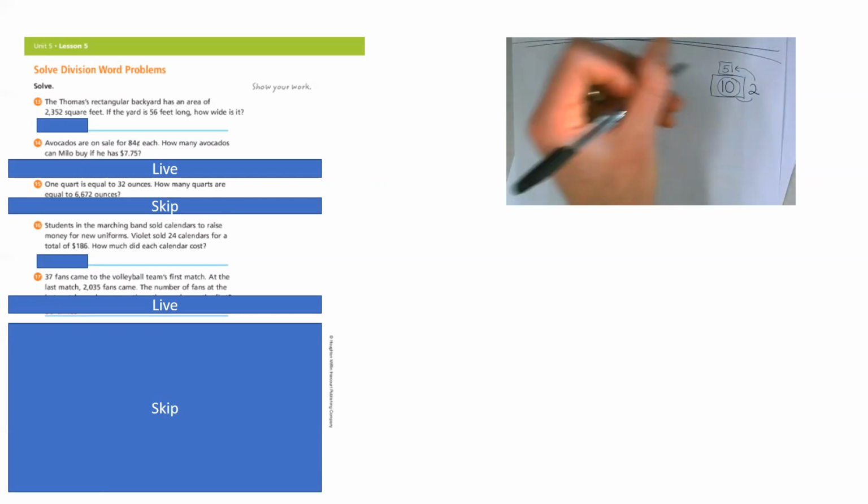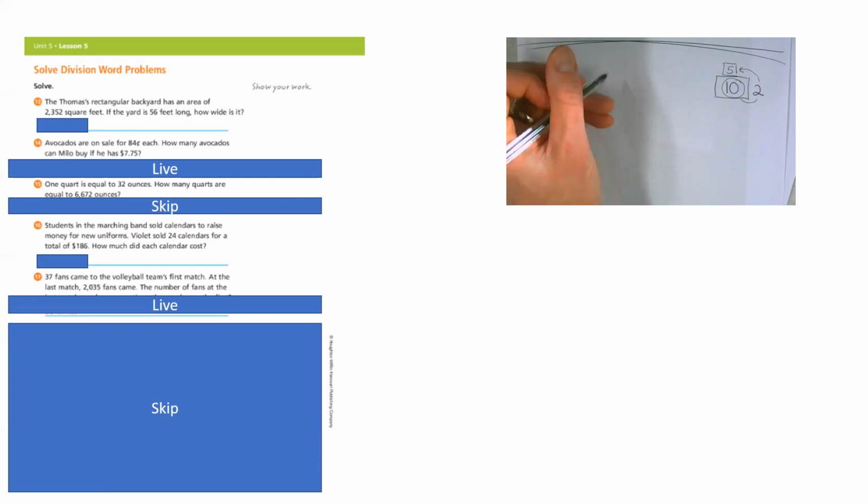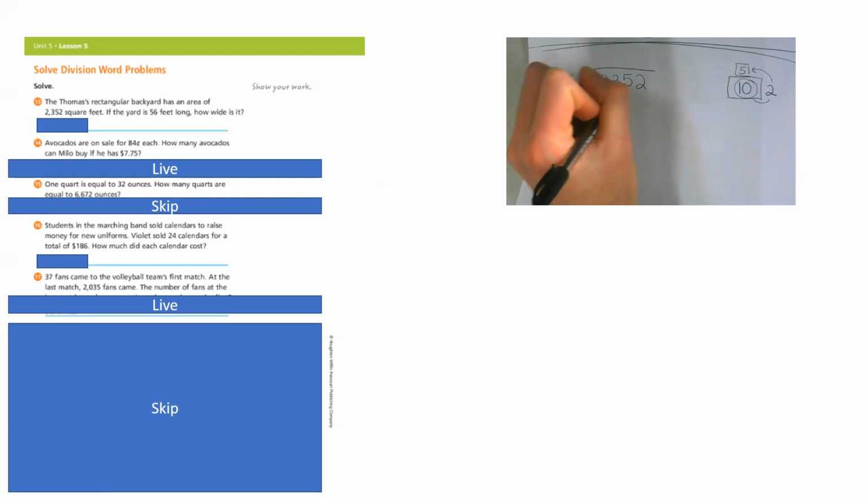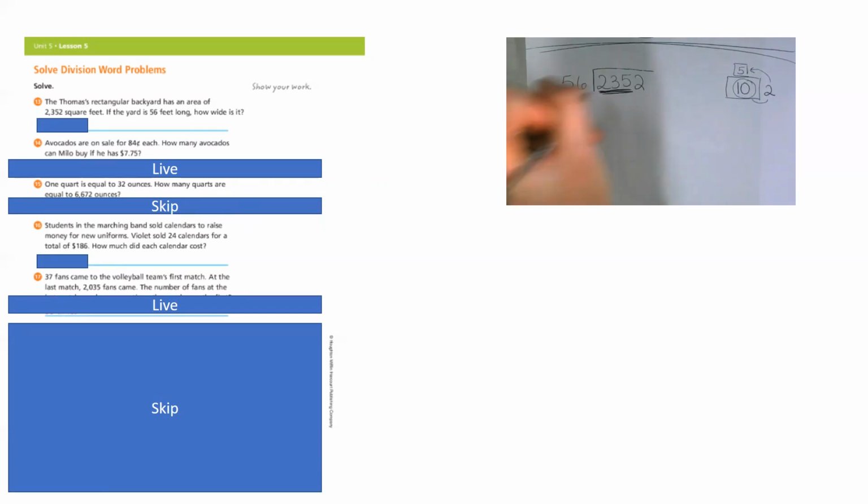So why do I do this? Because it helps me set up my problem. So 10 divided by 2 is how I'd find this one. So the real problem is 2,352. And I would divide that by the known side, which is 56. So the first thing I'm going to go into is 235. Now, if you feel like you're lost, as long as you know you're making groups of 56 and the first thing you go into is 235, you're not lost.